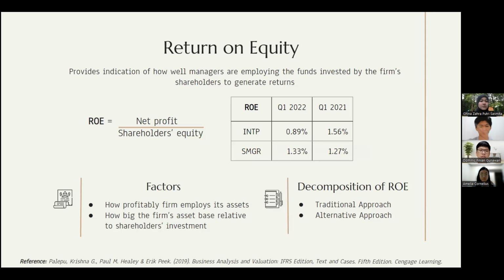To measure profitability, we use return on equity, a comprehensive indicator that provides an indication of how well managers are employing the funds invested by the firm's shareholders to generate returns for the company. The formula for ROE itself is net profit divided by shareholders' equity. In this slide, we can see the ROE result for INTP and SMGR for the first quarter of 2022 and the first quarter of 2021.